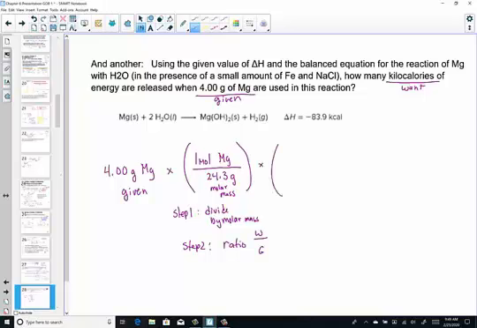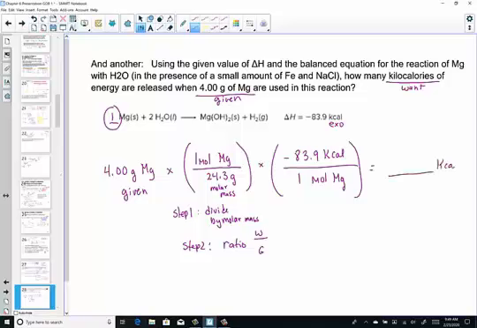We want to know kcals. This is an exothermic reaction. I see the negative sign, negative 83.9 kcals of energy. And I started at magnesium, whose coefficient is a 1. In our first step, we divided to convert to a mole. In the second step, we ratioed. And our last step here will just be to calculate to end at kcals.